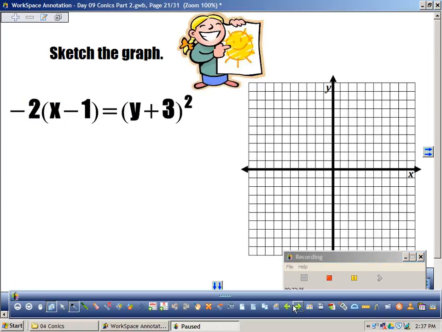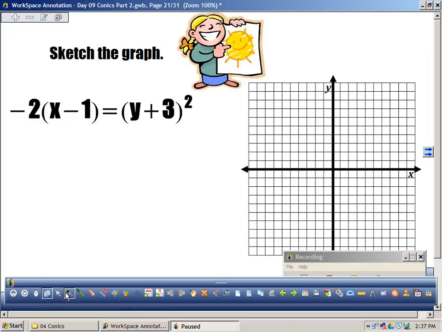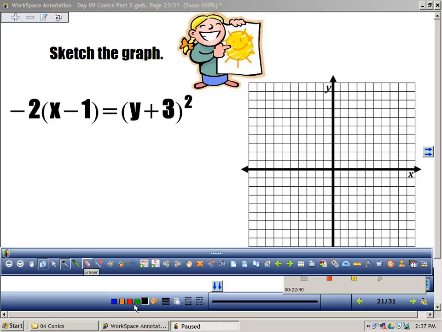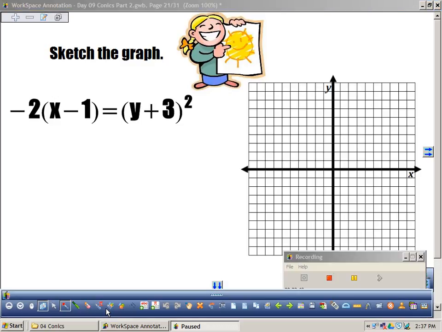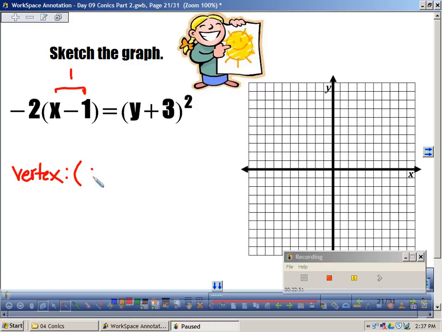And okay, so now I need to graph this bad boy. All right? So I ask myself, where is, I'm not going to call it a center this time though, I'm going to call it a vertex. So my vertex is my x value is right here, which is 1, and my y value is -3. So I go to 1, -1, 2, 3.